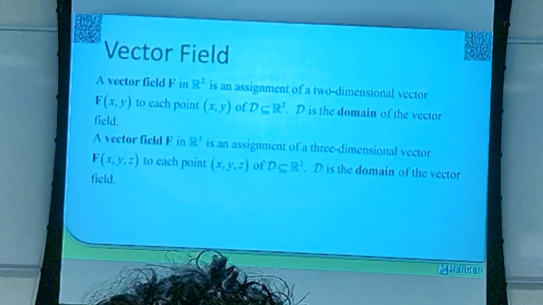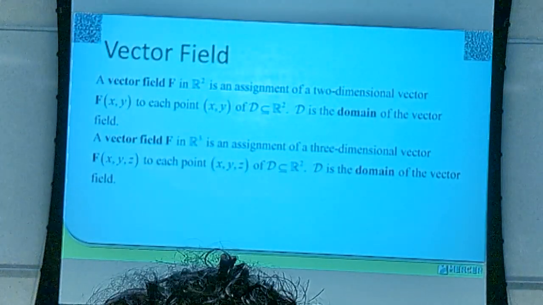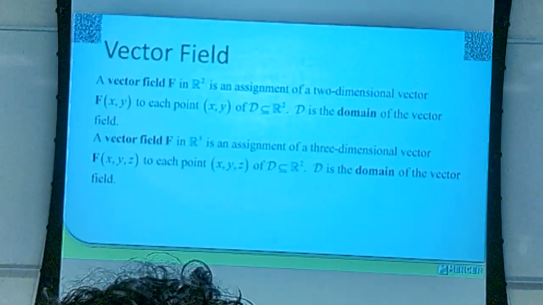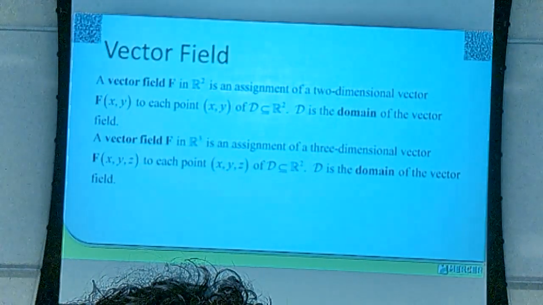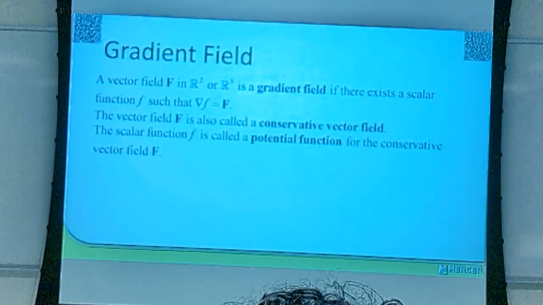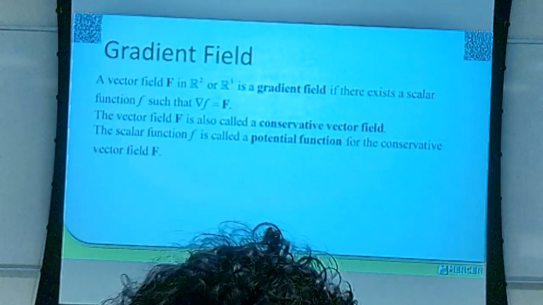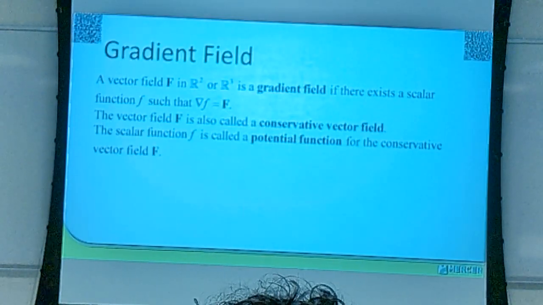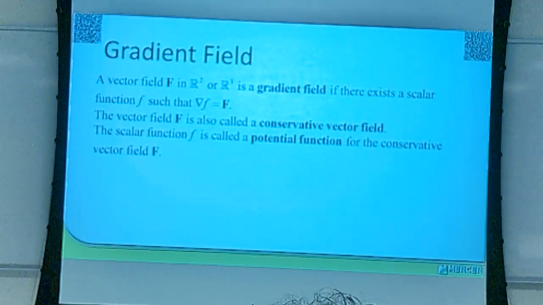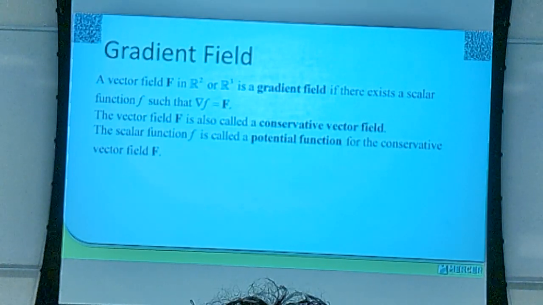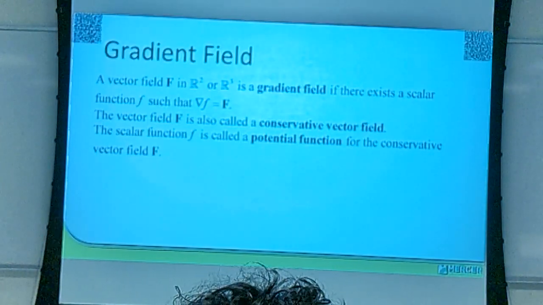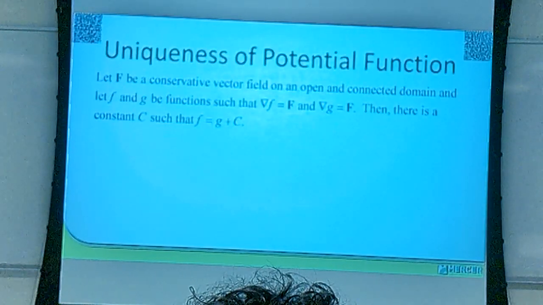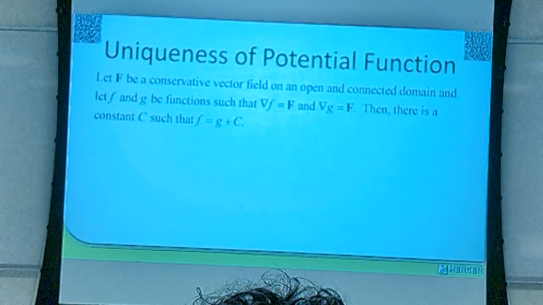Vector fields are just multivariate vector functions. And then we have the gradient field, which is just a field created by the gradient of a function. This is also known as a conservative vector field, and your function f is called a potential function, where potential functions are unique up to a constant.